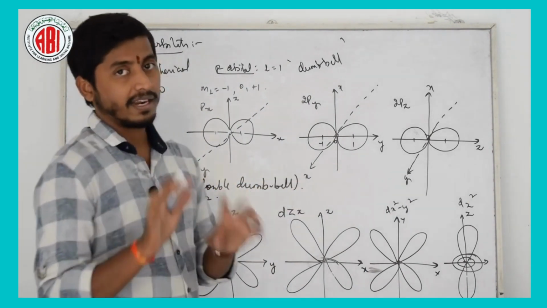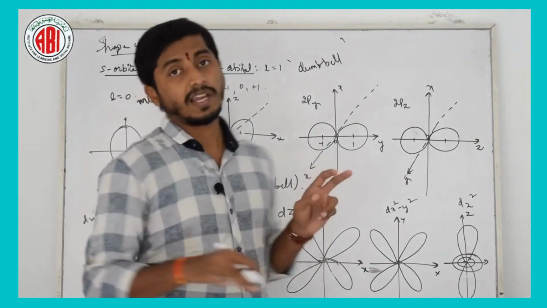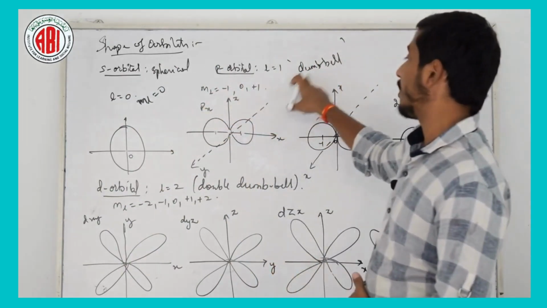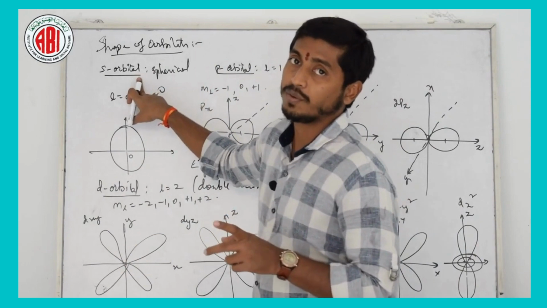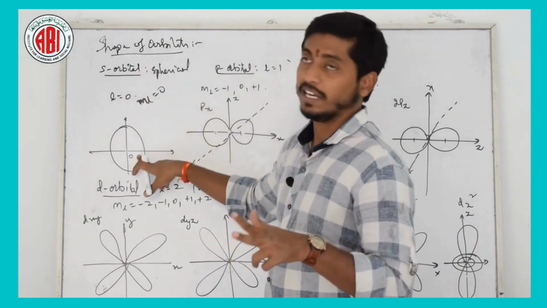Okay, at least try to remember the basic thing: the shape of an s orbital is spherical, that is, one sphere. The shape of a p orbital is dumbbell. And one more thing: for an s orbital, how many electrons can it accommodate? It can accommodate 2 electrons in 1 orbital, and it is spherical in shape.